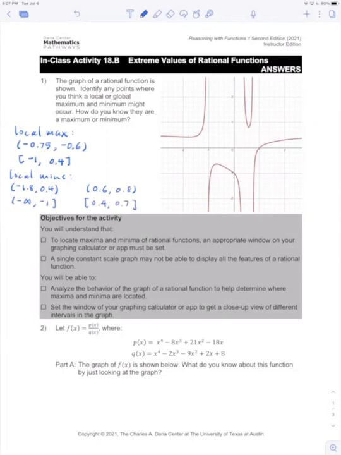Okay. Objectives for the activity. You will understand that to locate maxima and minima of rational functions, an appropriate window on your graphing calculator or app must be set. A single constant scale graph may not be able to display all the features of a rational function. You will be able to analyze the behavior of the graph of a rational function to help determine where maxima and minima are located. Set the window of your graphing calculator or app to get a close-up view of different intervals in the graph.